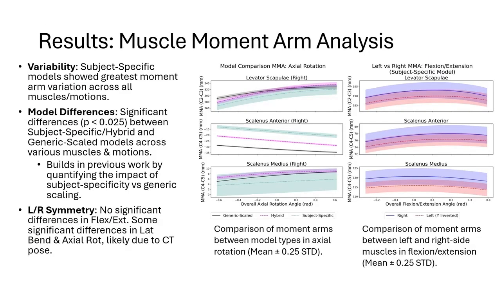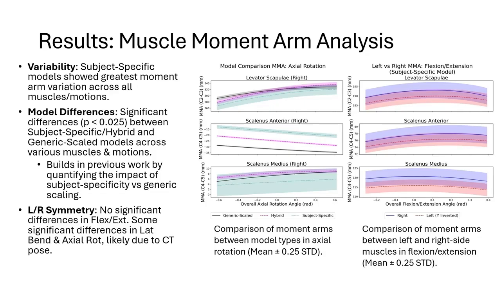So finally, the results. Firstly was the variability between the subject-specific models and the generic scaled models, which was the main aim of this project. The subject-specific models presented the widest distribution of moment arm lengths for all investigated muscles over all three motions, followed by the hybrid models and the generic scaled models.